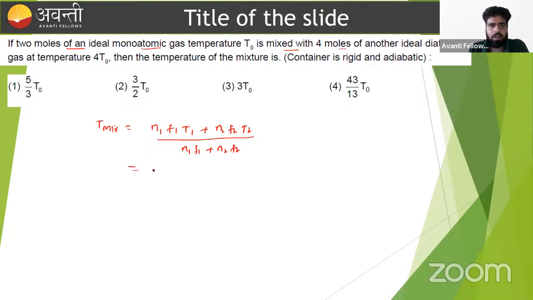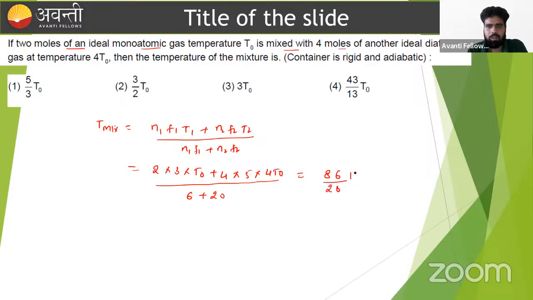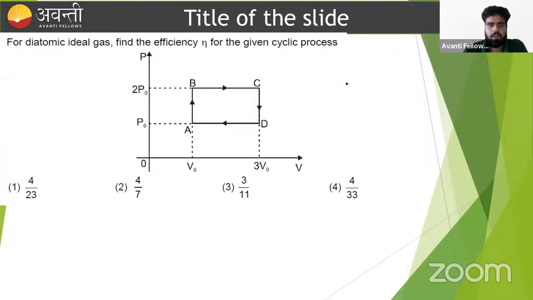And what is the N1 here? That is 2 moles of gas. What is the degree of freedom of monoatomic? 3. What is the temperature? T0. What is the N2? 4 moles. What is the degree of freedom of diatomic gas? That is 5. What is the T2? 14. Divided by, we can say 3 2s are 6, 5 4s are 20. If we solve this, we will get 86 upon 26 T0, and after solving this, 43 upon T0. Option D is correct.